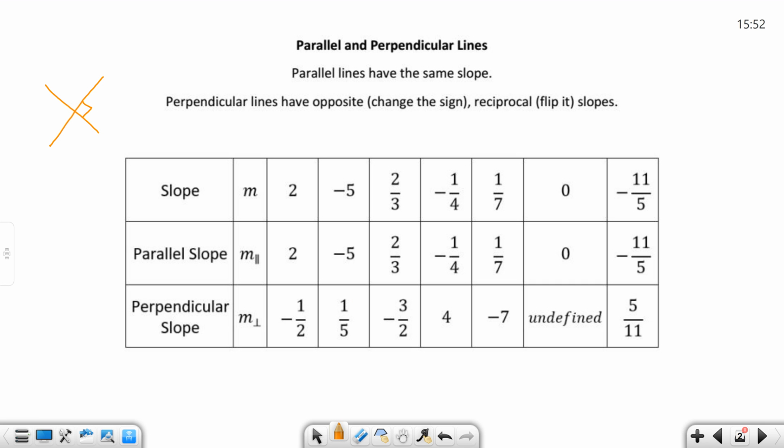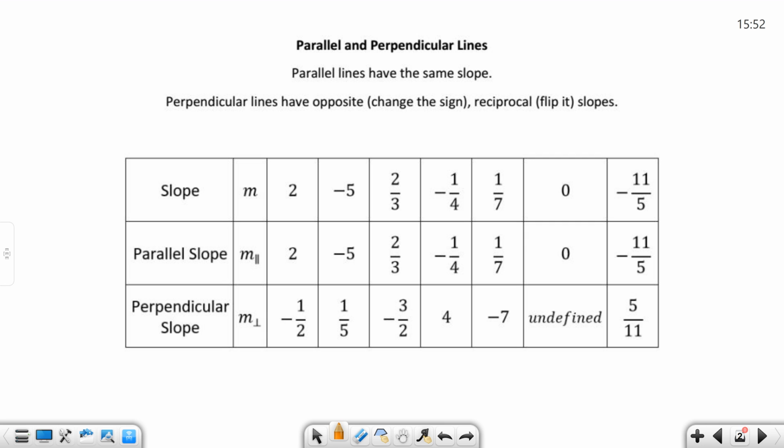Okay, so I gave you the chart here, and what I'm doing with this chart is I'm giving you a slope, and I'm calling that M. So I'm telling you, hey, the slope is 2 or -5 or 2/3 or -1/4 and so forth, right? So those are the slopes. Now I say, what's the parallel slope? The symbol for parallel is two vertical lines. It actually is not quite so close together, but that's what Word did when I put it in the equation editor. And then this upside down capital T, that's the symbol for perpendicular.